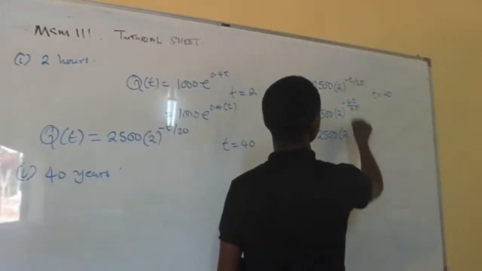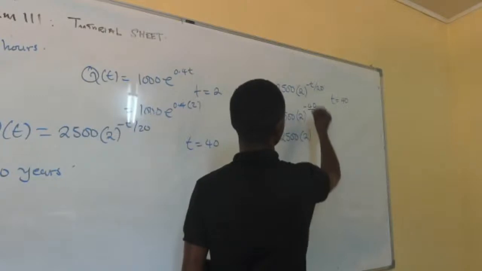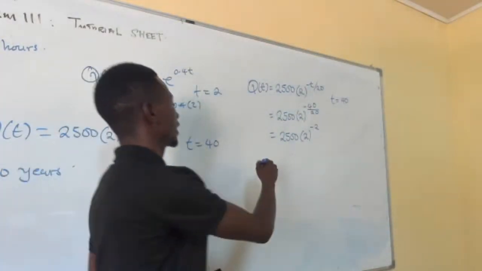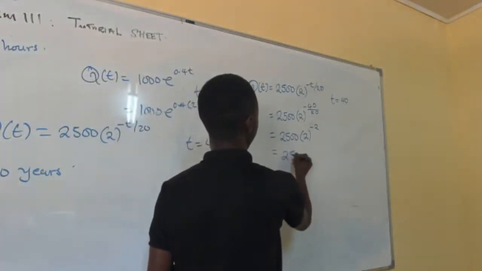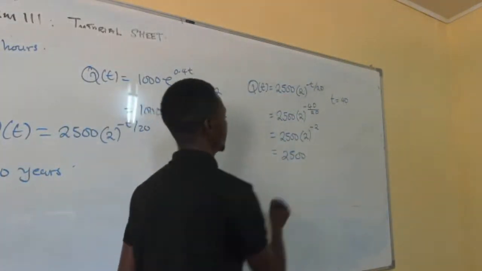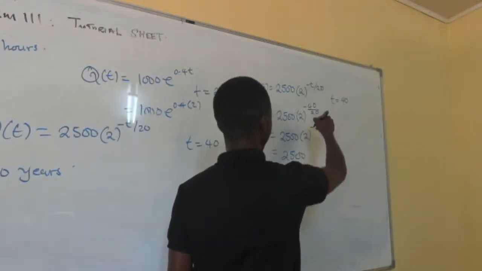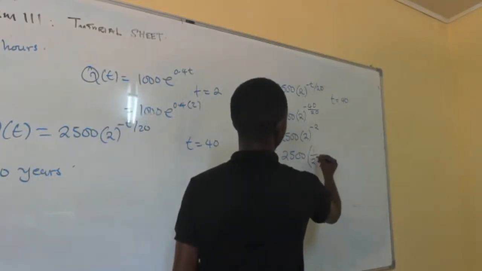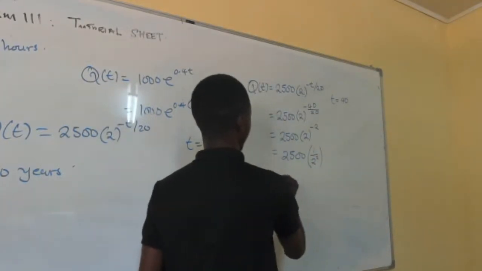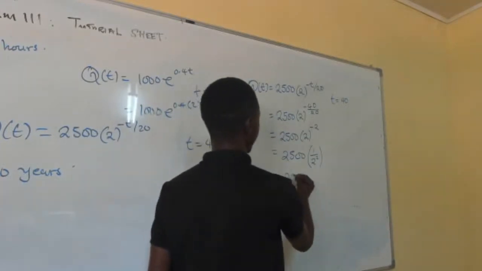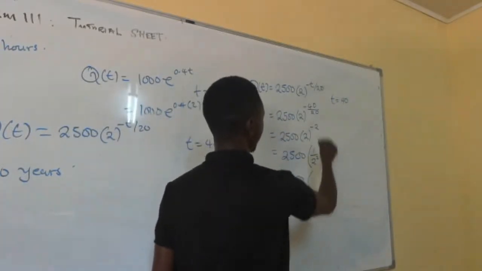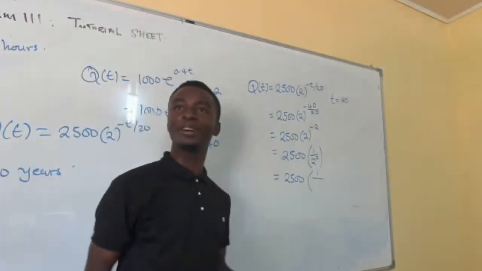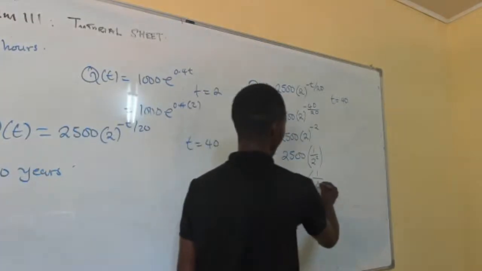You can divide there. So you say 2 to the power negative 2, if you divide 20 into 40 2 times. So now it means we'll have 2500, and the 2 to the power negative 2 can also be written as 1 over 2 to the power 2. So let's proceed. We have 2500 times 1 over, what is 2 to the power 2? 2 to the power 2 is 4. Simple.